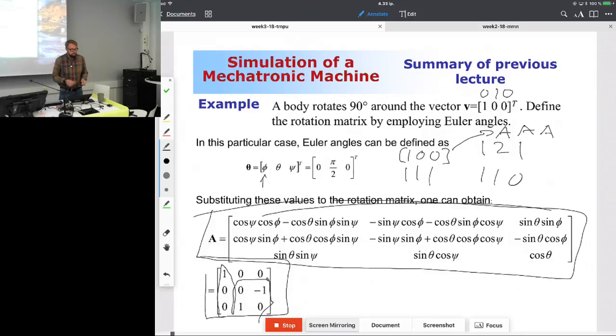Yes, sir. Are the Euler angles always set exact, or can there also be another combination? So the question is whether the Euler angles are always with this a little bit inconvenient sequence, xz, or is there something else available? There is something else available.